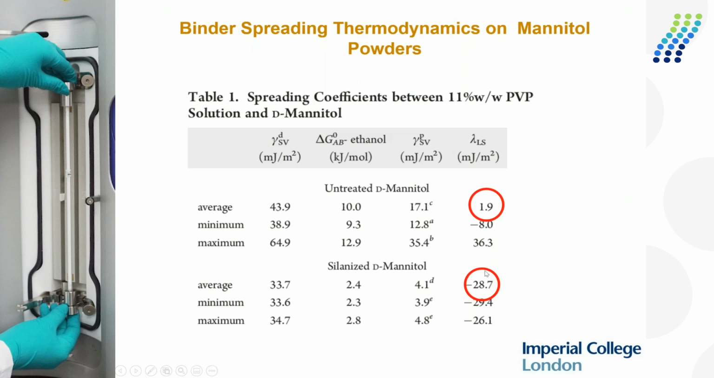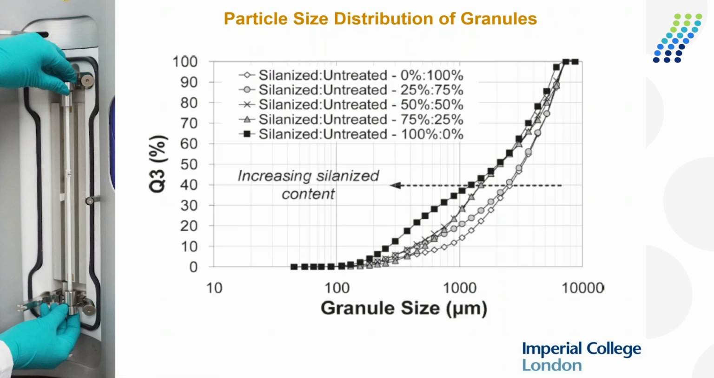We've got in the black squares 100% hydrophobic material, 100% silanized. And the white open diamonds are 100% untreated. What you can see here is that the granules, to be specific, which are using the hydrophilic material, are much bigger. They're typically about 2 times the size, 2.5 times the size.